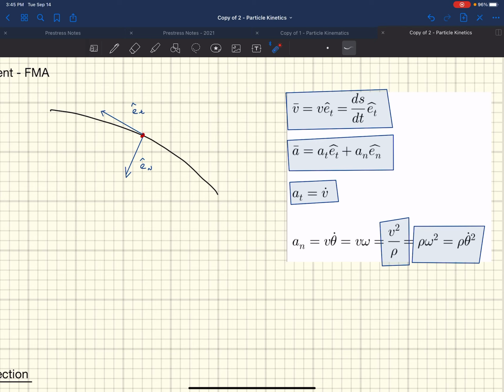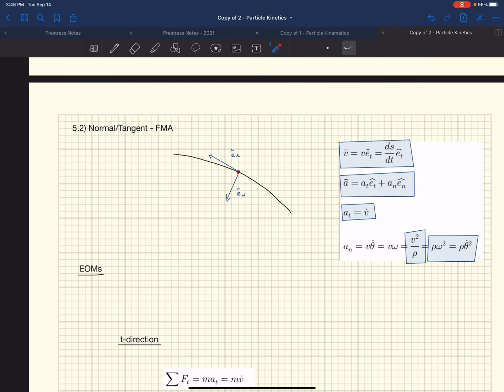Sometimes this is called centripetal acceleration. Velocity is a vector, and so I'm traveling along a path. I need to change direction, not just speed, but if I'm changing direction, I am changing my velocity. If I change my velocity, that means I'm accelerating. So this is the acceleration associated with that change in direction. It's either v squared over rho or rho omega squared. So that's the kinematics that we've covered thus far.